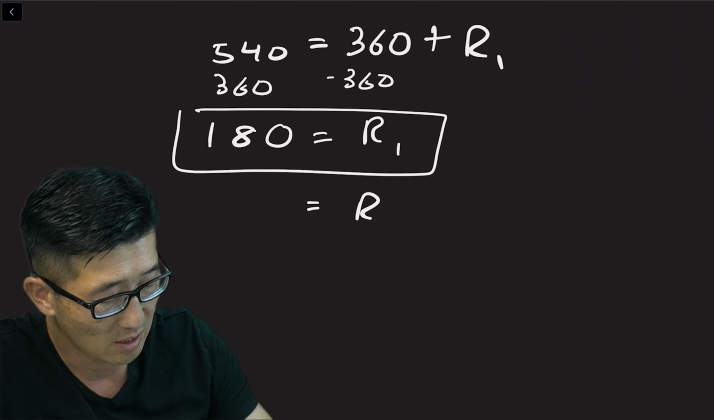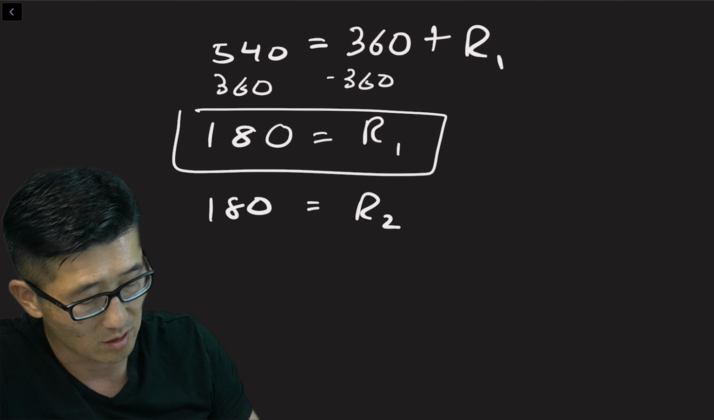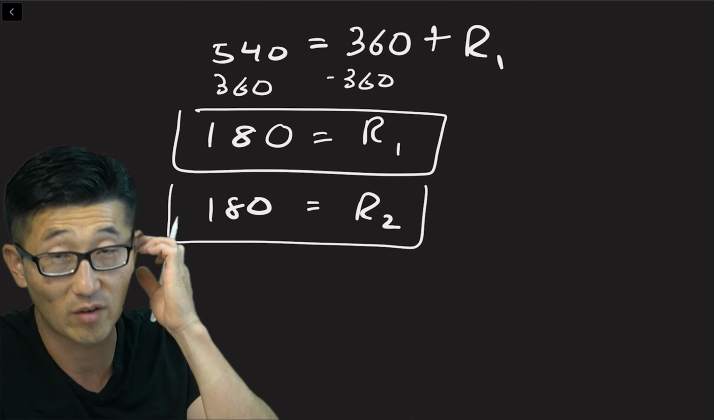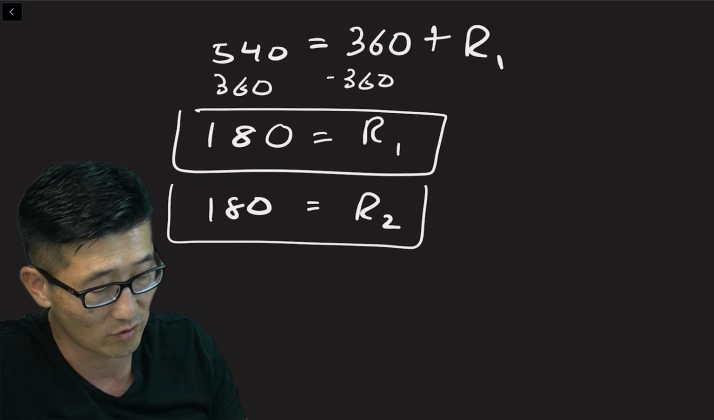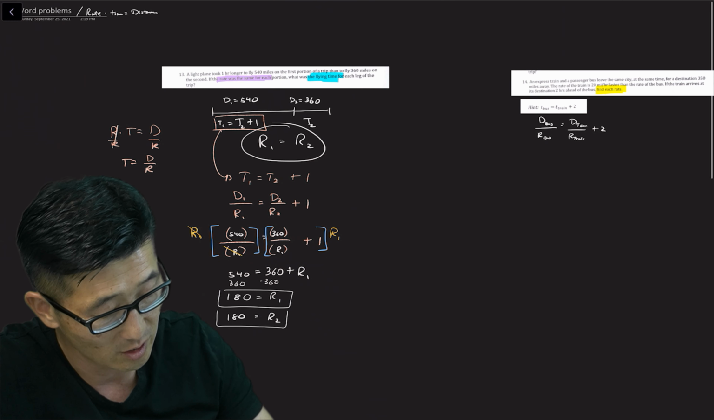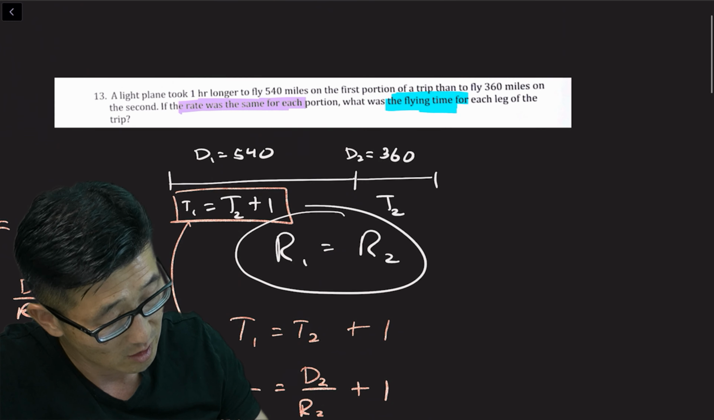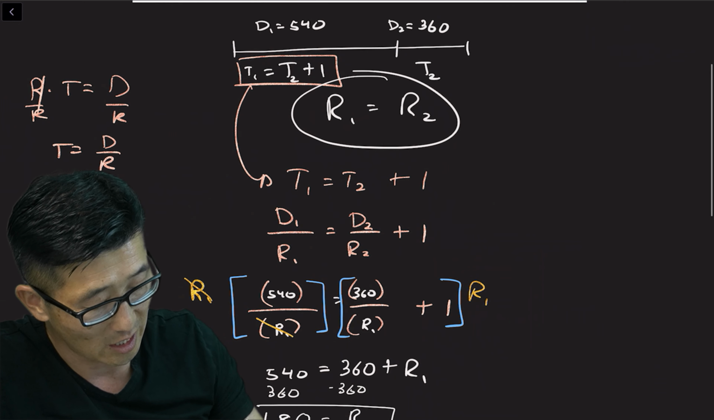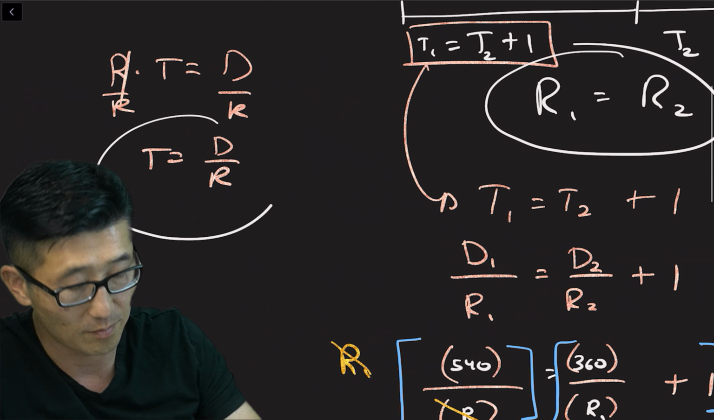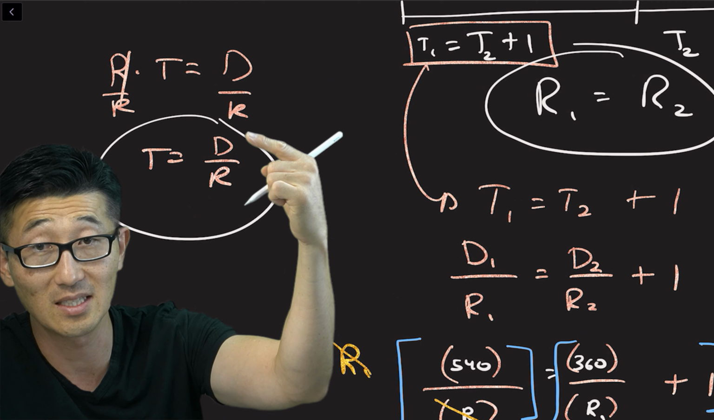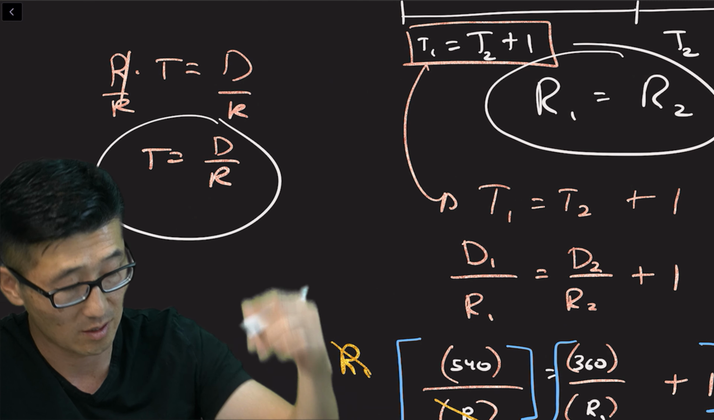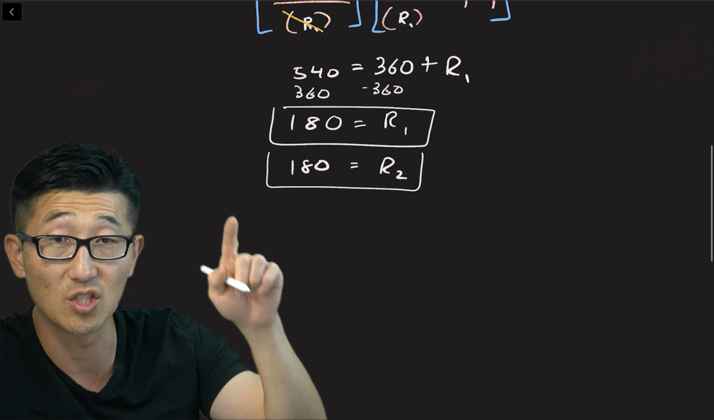So basically, the rate at which he travels the first is the rate at which he travels the second. But what are we looking for here? We're looking for what was the flying time. Okay, we want to know the exact time, right? So how do we find time? Look right here. Time is the distance divided by rate. We know our rate, which is 180.